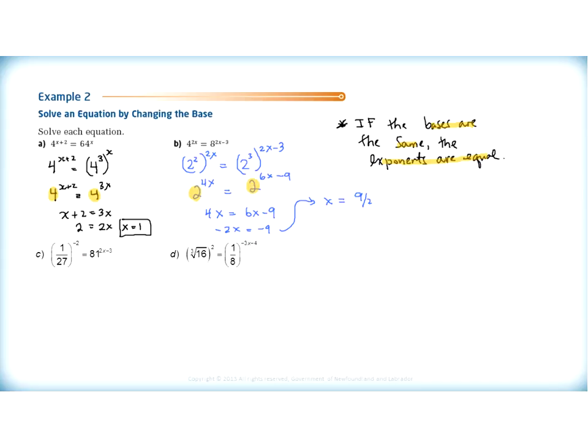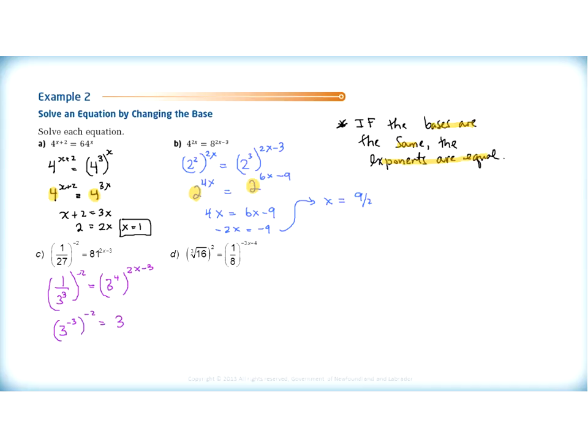Let's do it. What we want to do is simply rewrite the 27 first with a base of 3. So I'm going to write that as 1 over 3 cubed to the negative 2. 81 is 3 to the power 4 to the 2x subtract 3. Now how can I rewrite 1 over 3 cubed with a base of 3? What I do is I bring the 3 cubed up to the numerator, and when I do that, the sign of the exponent will change.